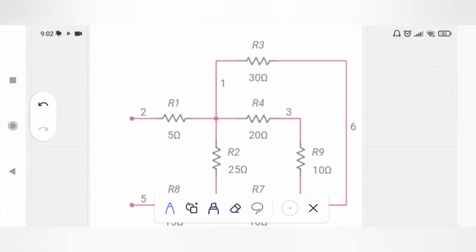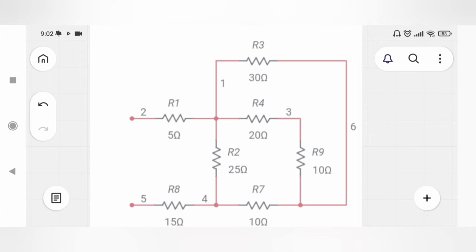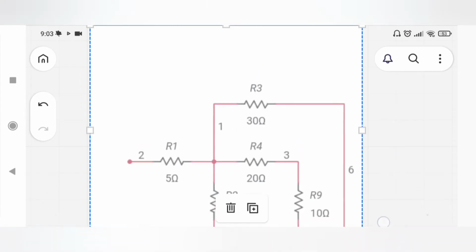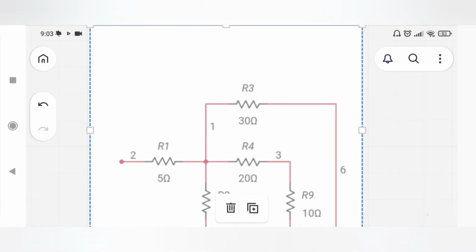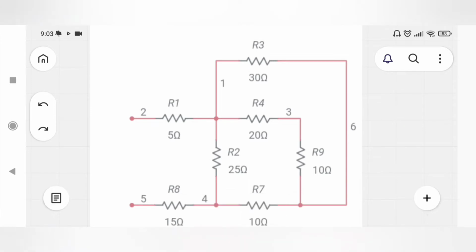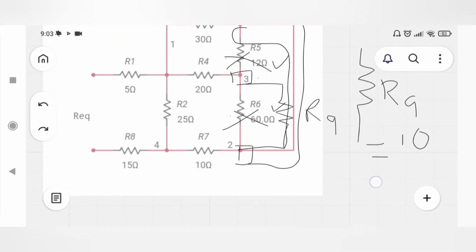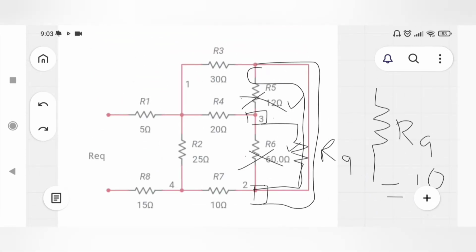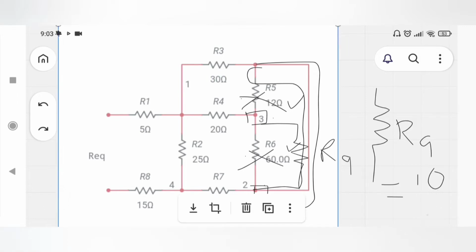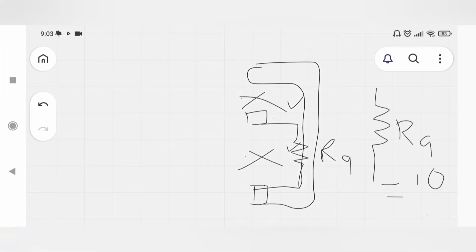I redraw the circuit, and here you can see R3 is connected to this node because previously it was connected to the same node. You cannot change the position of any resistor like this. You can see R3 is connected to this bottom node.